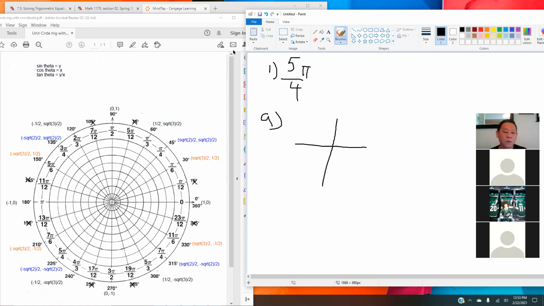Quadrant 3. Okay, so we know that this is 4 pi over 4, which is 1 pi. So 5 pi over 4 is a tad bit more. And make sure you know it rotates counterclockwise. So this is your answer in this case.